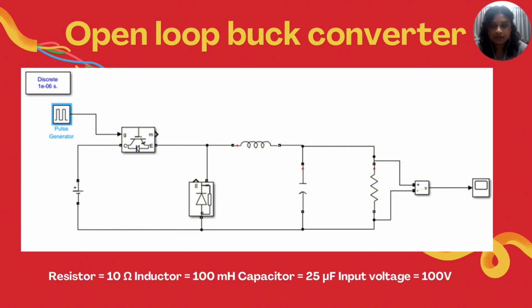Looking at the design, we have made a buck converter using a pulse generator, IGBT, diode, series RLC branch, voltage measurement, scope, and a DC voltage source. We also have implemented some values for each of the components: 10 ohms of resistor, 100 millihenry of inductor, 25 microfarad of capacitor, and an input voltage of 100 volts which will be supplied to the open loop buck converter.